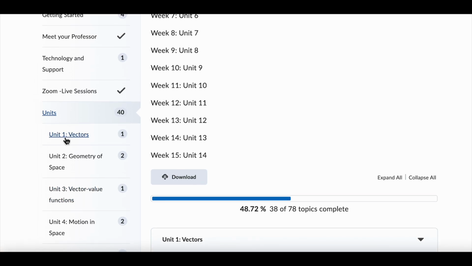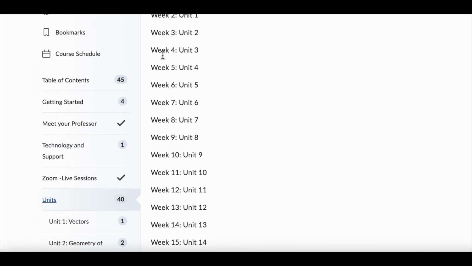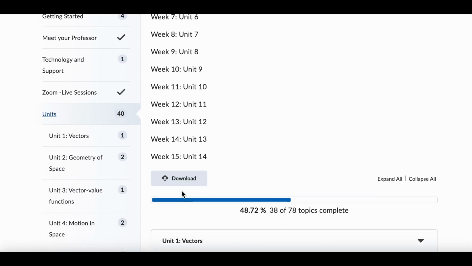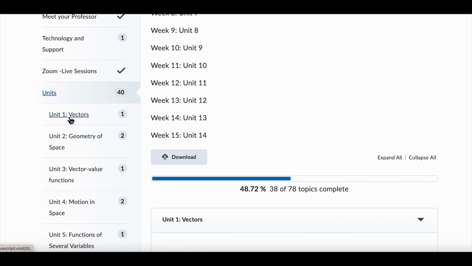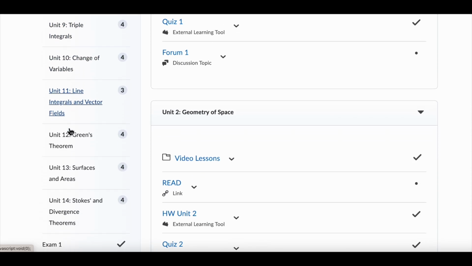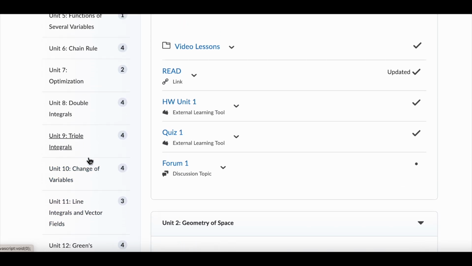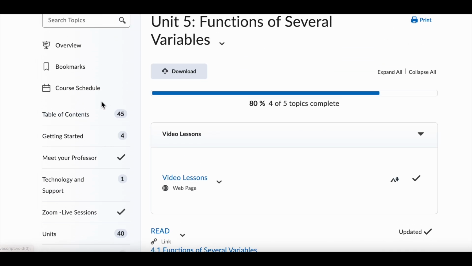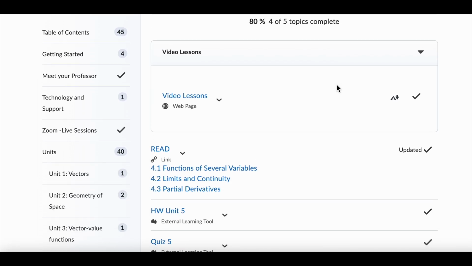We will start with Unit 1 in the second week of classes, right? In the first week of classes, you have to do the work described in Getting Started. In week 2, you will start with Unit 1 of this class, and so you continue, one unit each week. And all the units have the same structure. Let's just pick this unit, for instance, which is Unit 5, functions of several variables.